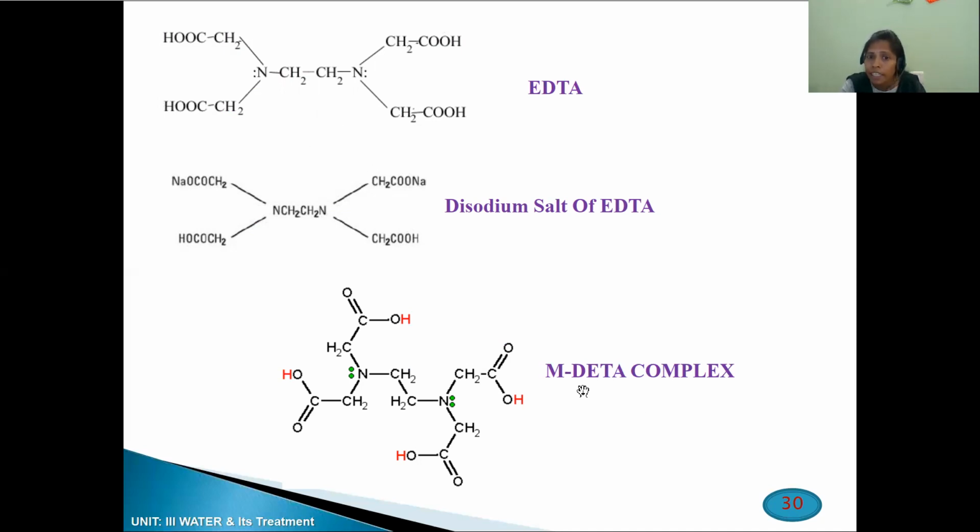And this is the metal EDTA complex. I said that calcium and magnesium react with this EDTA to form the complex, that is calcium EDTA and magnesium EDTA. This is the complex structure. See here, it is changing its direction. Yes, this is the metal EDTA complex structure.